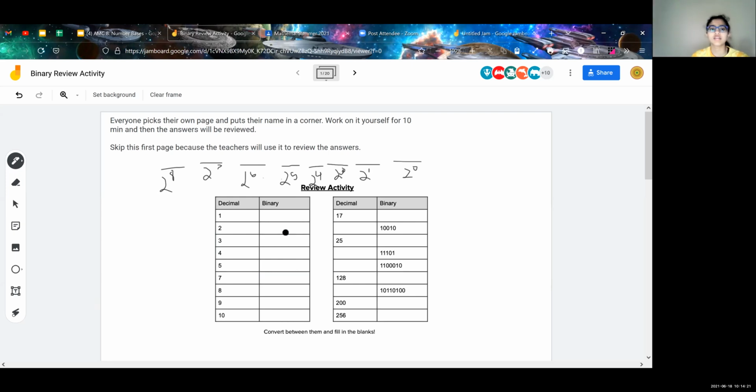I think we should review it now. Yeah, it's 10:14, so we'll review it. So I can do the left column and you can do the right one.